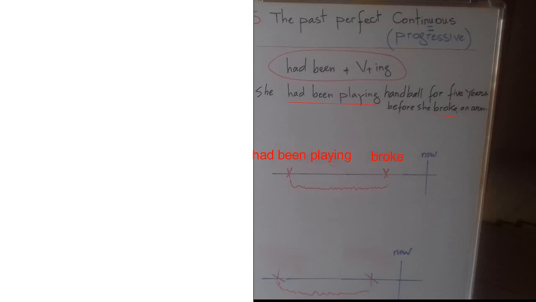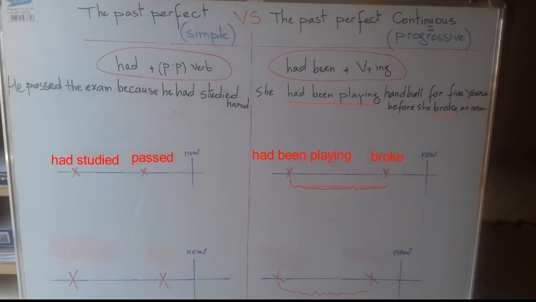What is new or special for the past perfect continuous or progressive is that the action of playing is continuous or progressive. It's not finished as in the past perfect simple.